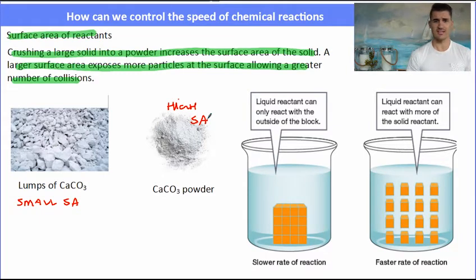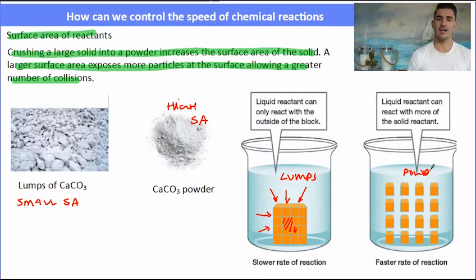So when we put those reactants into a beaker, which contains an acid, for example, the acid can only react with the particles at the surface. It can't react with the ones on the inside. So that's going to slow down the process. The acid's got to pull apart all of those bits on the outside before it can get inside and react with the reactants on the inside.